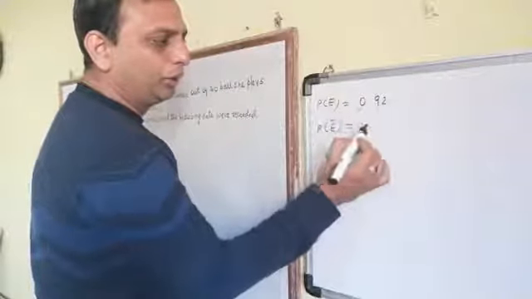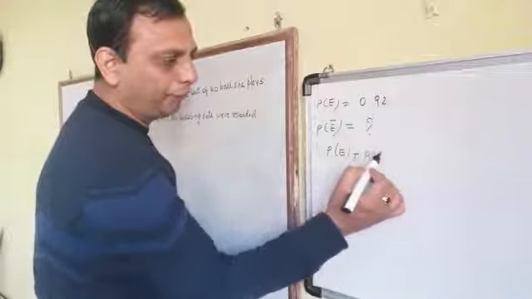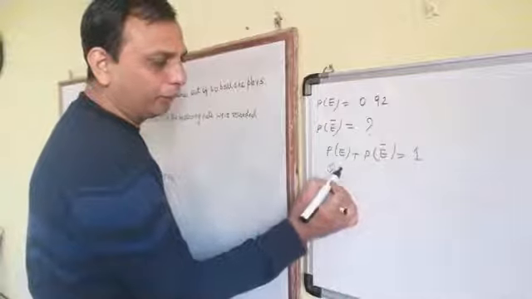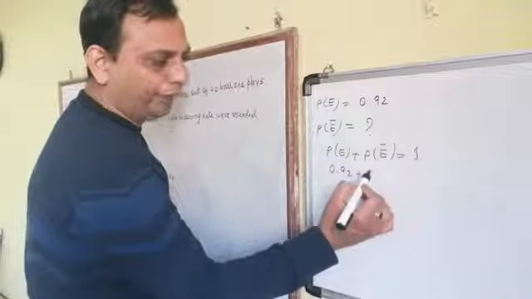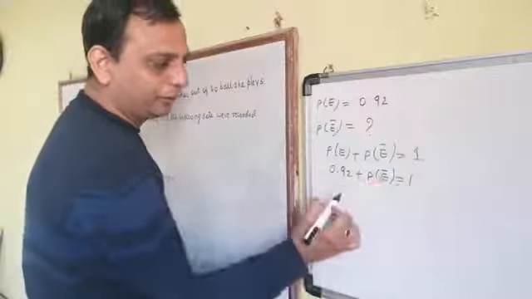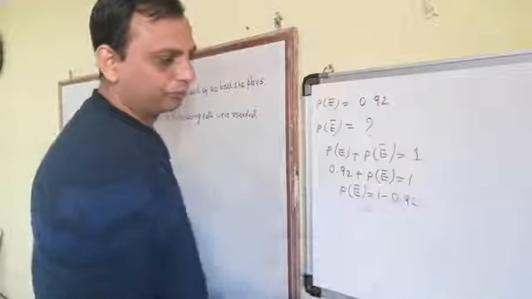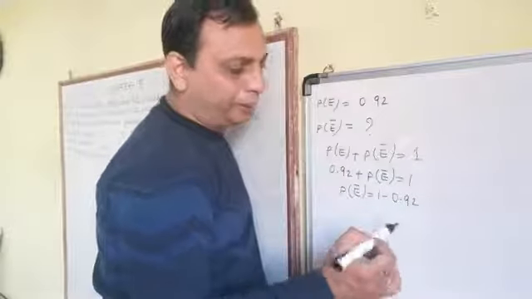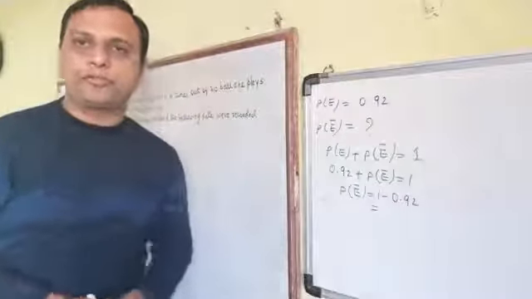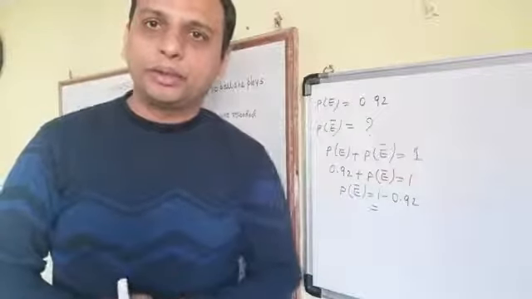So what to do? Again we use the same formula. P of E bar is equal to 1 minus the P of E, which is given as 0.92, and this we have to find. So it will transpose to the other side. So 1 minus 0.92, this will be subtracted, and we will get 0.08. So by using this formula, we can find the probability if one event is given. I hope you understood this question.